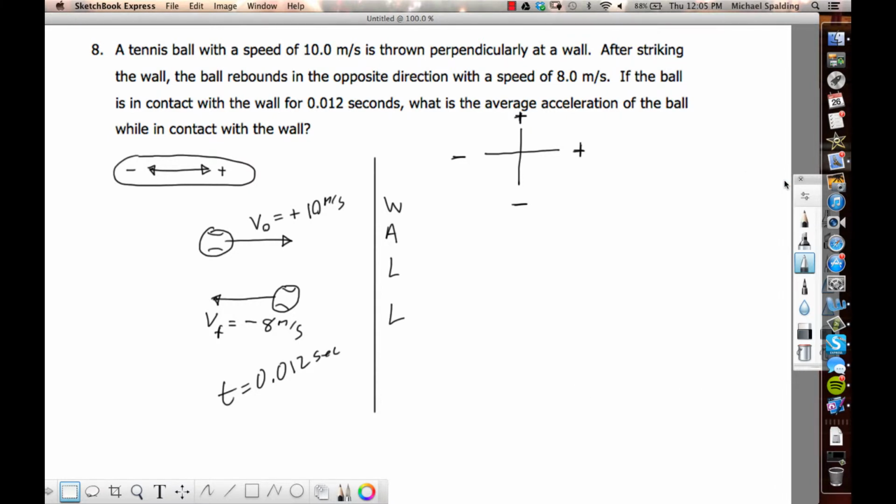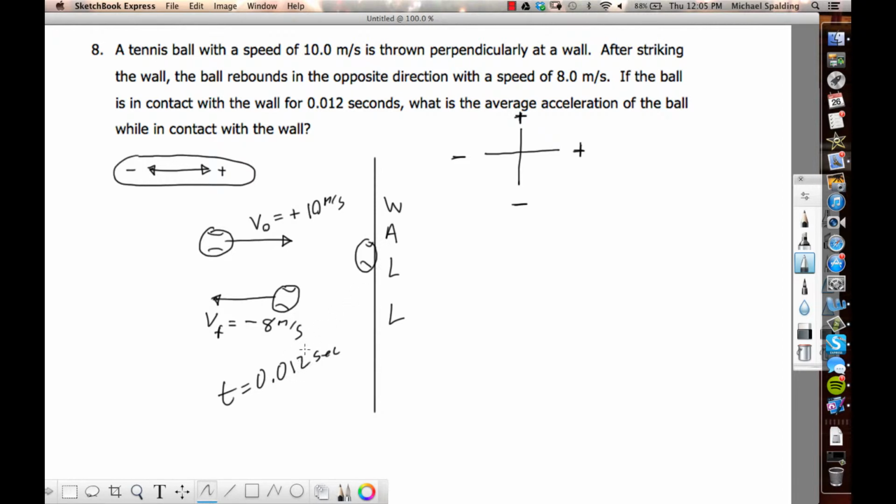Okay, so does everybody understand this? V final is negative. It's negative 8 because why? It's going to the left. And then the time of contact: the ball remains in contact with the wall for 0.012 seconds, right?